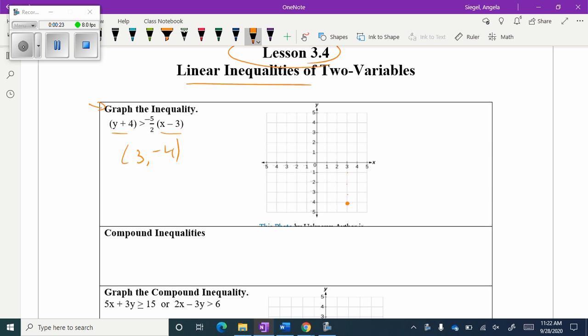And then remember, this is our slope. So I can't go down, so I'm going to go up 1, 2, 3, 4, 5, and over 2. So your goal is that you want it to go downhill, which it is. Okay, so let's erase this here. This is just greater than, so it's going to be a dashed line.